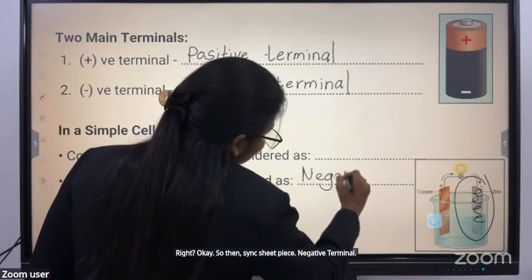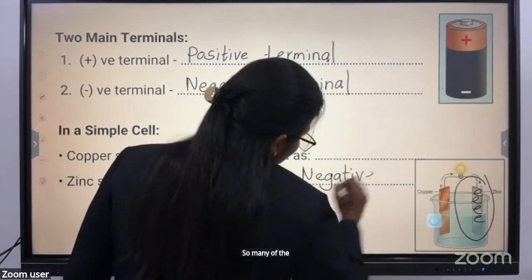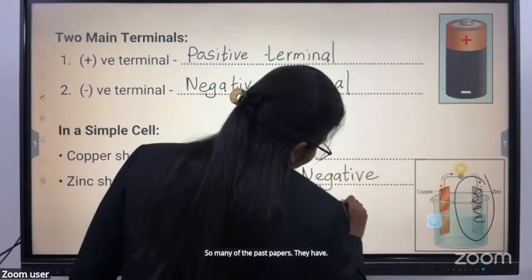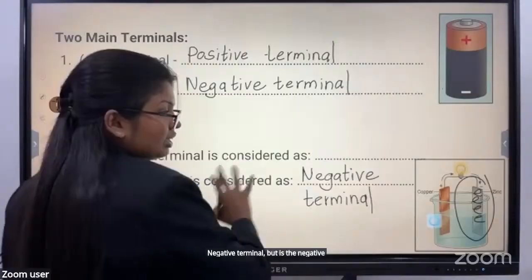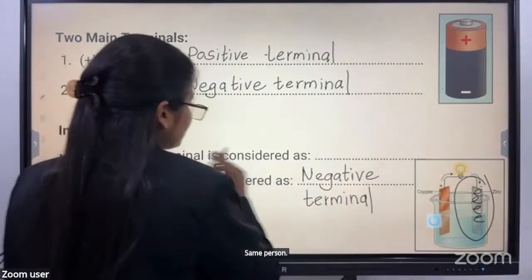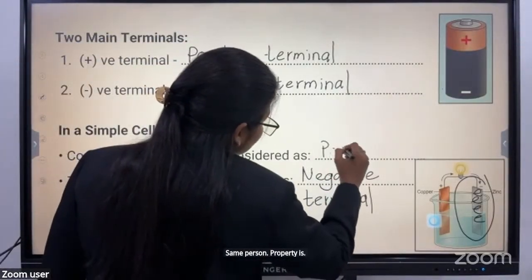Many of the past papers have asked: what is the negative terminal of the simple cell? The copper sheet is the positive terminal.